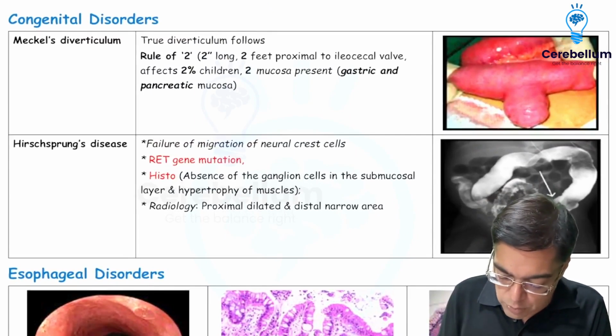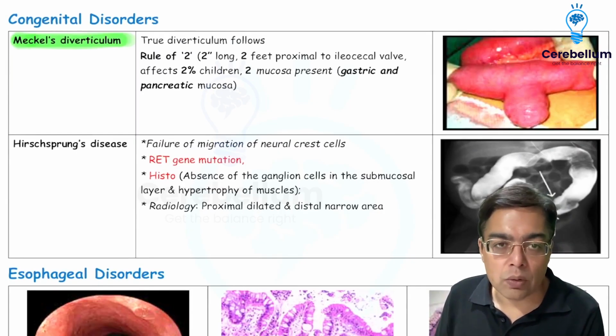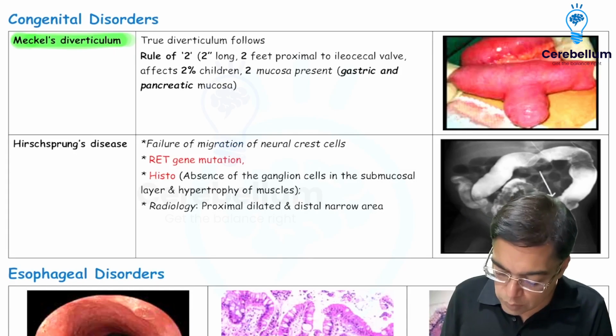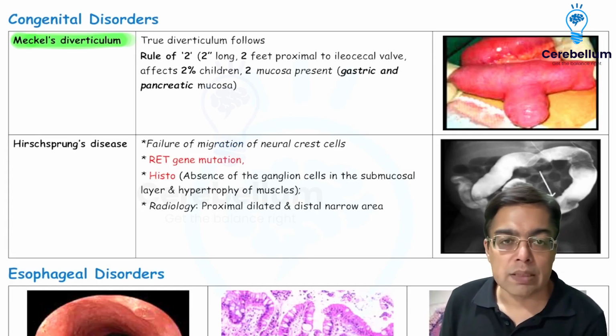Now, two important examples of congenital disorders which have been asked in the exams. If we just have a look at the questions, when we talk about the rule of two associated pathology, we need to be reminded of Meckel's diverticulum. It's an example of a true diverticulum which is going to be associated with the fact that it is going to be seen twice more common in case of males in comparison to females.